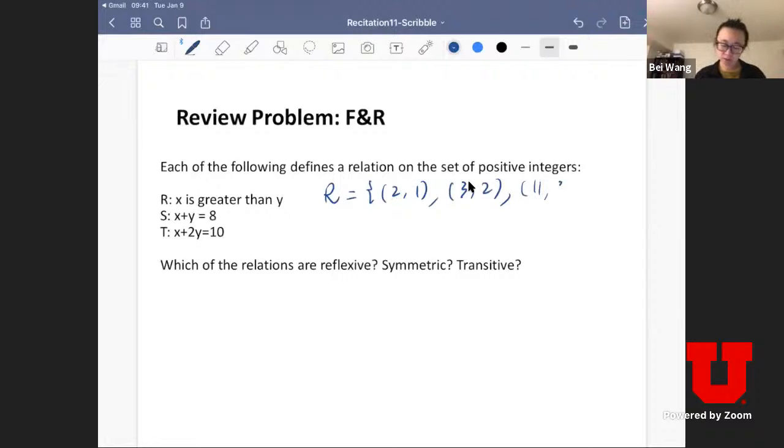11, 3 is in this relation, and so on and so forth. As long as the first element is bigger than the second element, that's part of this relation.